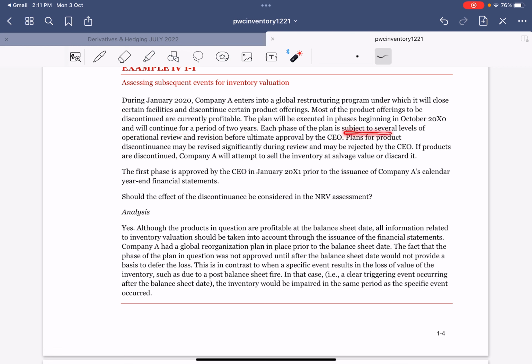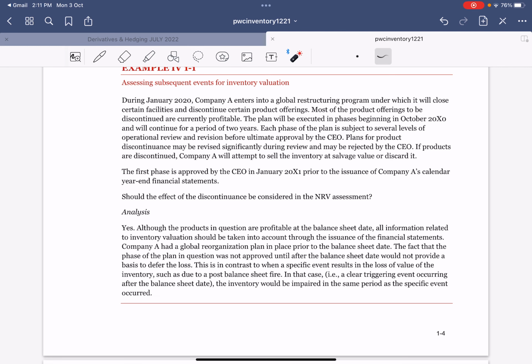Each phase of the plan is subject to several levels of operational review and revisions before ultimate approval from the CEO. Products planned for discontinuation may be revised significantly during review and may be rejected by the CEO. If products are discontinued, Company A will attempt to sell the inventory at salvage value or discard it. The first phase is approved by the CEO in January, prior to issuance of the company's calendar year financial statements. Should the effect of discontinuance be considered in the NRV assessment?